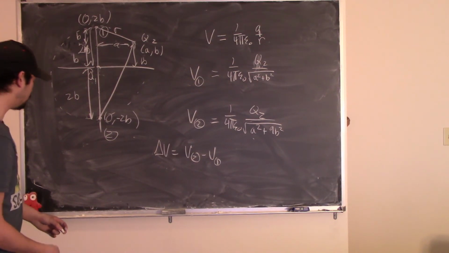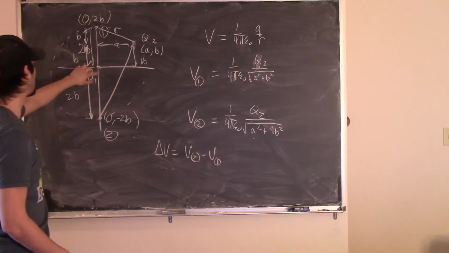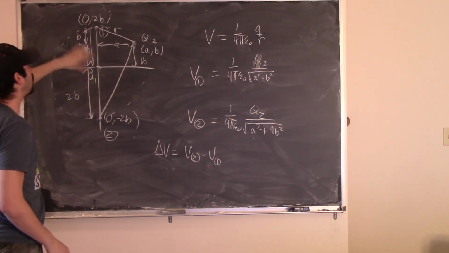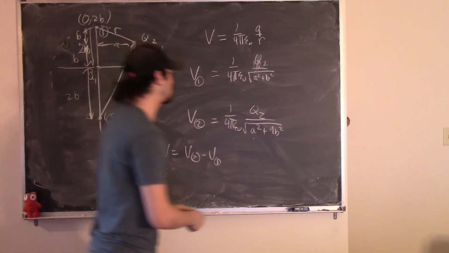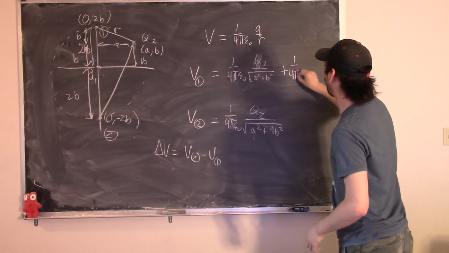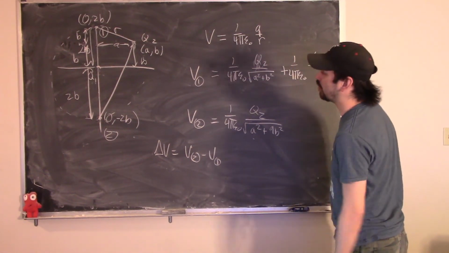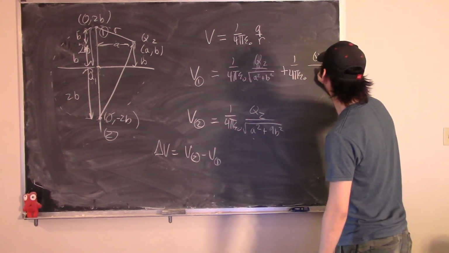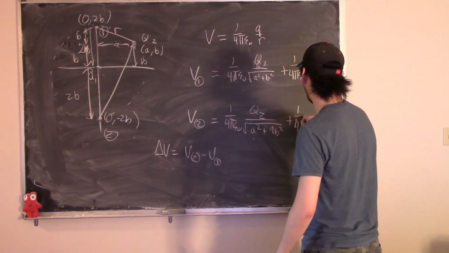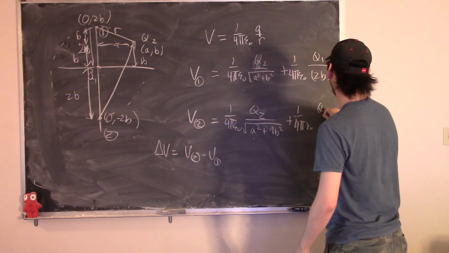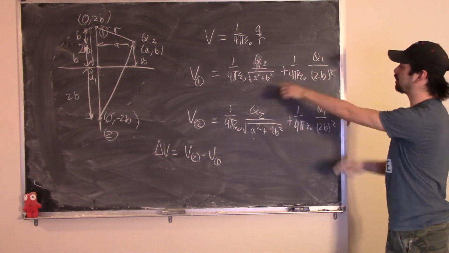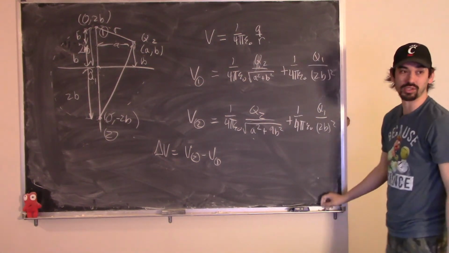And like I said, you might not have realized that there was some symmetry to apply here, but all that would end up doing is giving you an extra term for both of these. You have an extra term, 1 over 4 pi epsilon naught Q1 divided by 2b, and then plus 1 over 4 pi epsilon naught Q1 divided by 2b. And when you take the difference, these two terms are going to cancel each other.